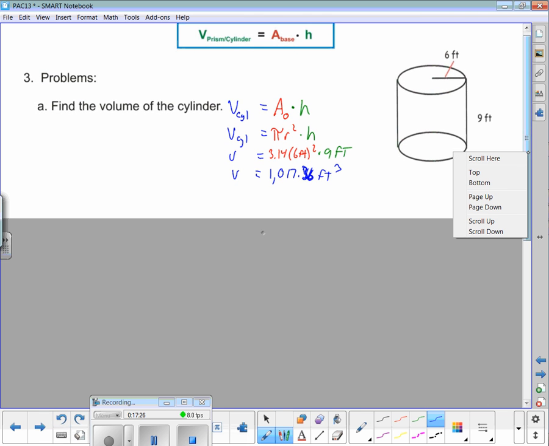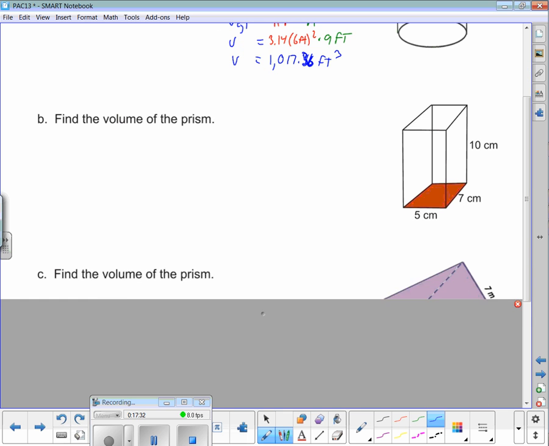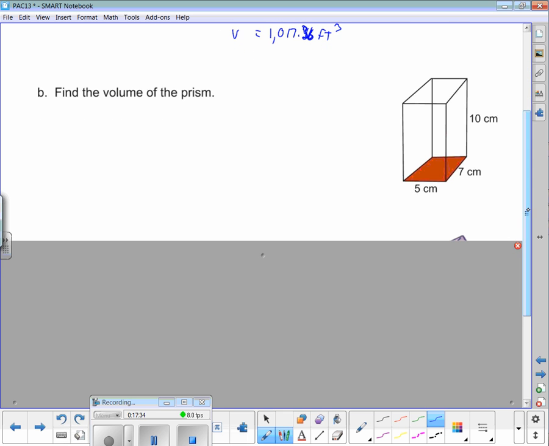I didn't round because it ended. So 1017.36 is the answer, because that ended in 2 decimal places, and so we should end as well.